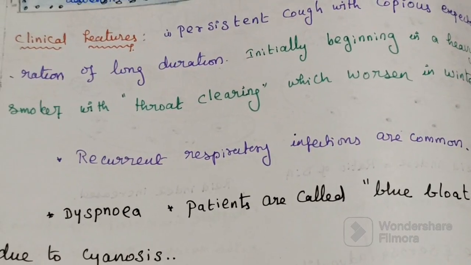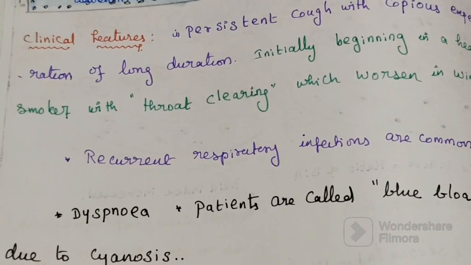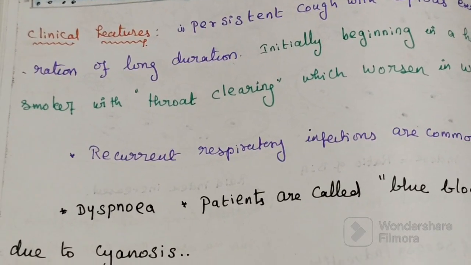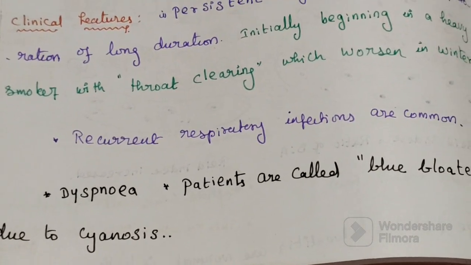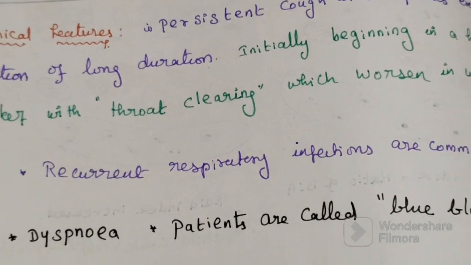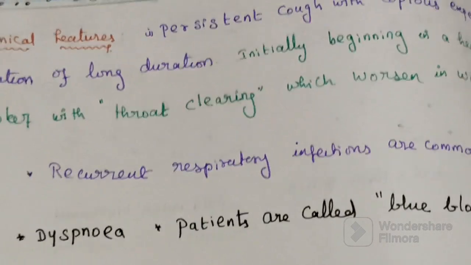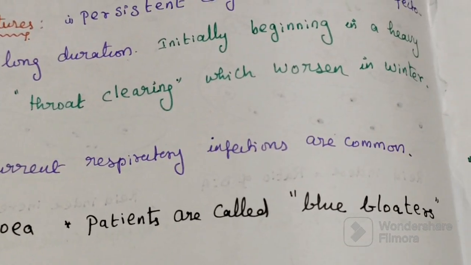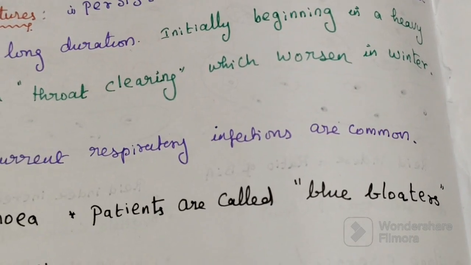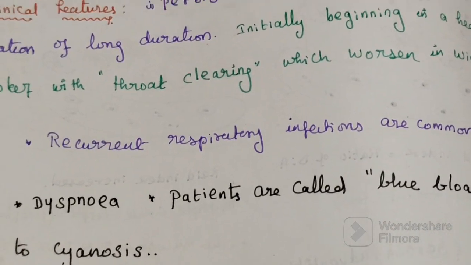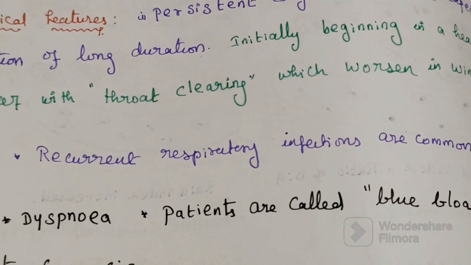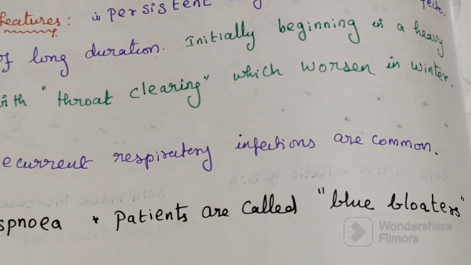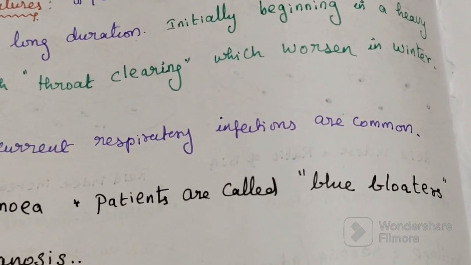Sometimes, due to oversecretion of mucus, plugs are formed. They obstruct the airway, so the patient has great difficulty breathing. This condition is called dyspnea. Difficulty breathing leads to cyanosis. Because of cyanosis, the patient looks blue in color. That's why they are known as blue bloaters.